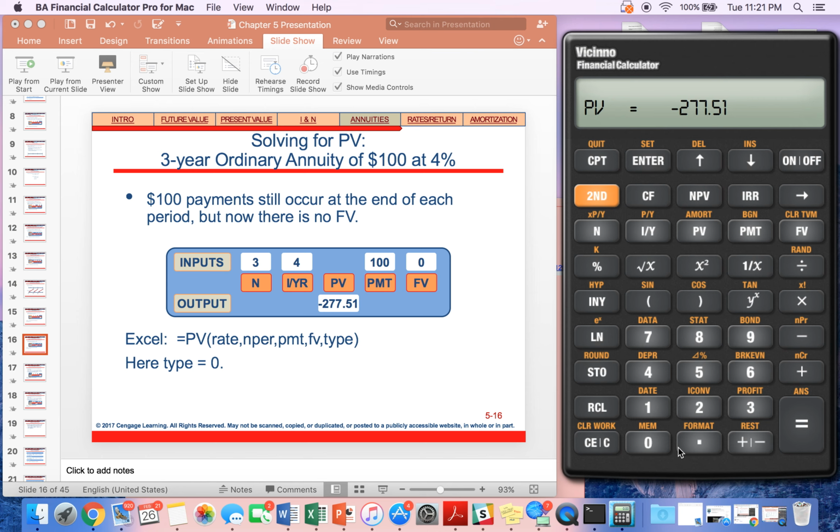And what this is saying is that, yeah, I can invest $100 for 3 years, but today that money, that $300 essentially, is actually worth $277.51. And that would be my investment amount.